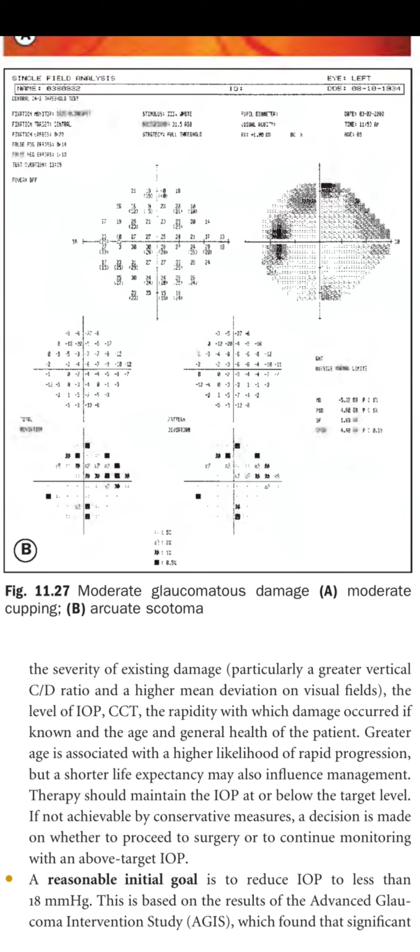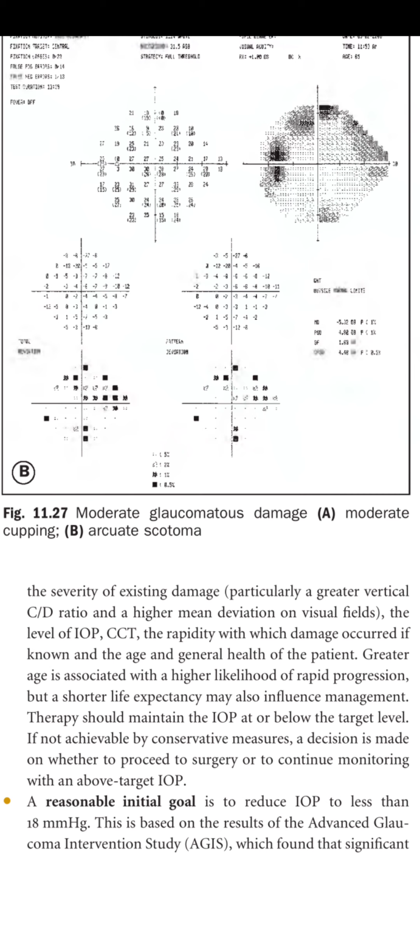And you have to see how much the patient's life expectancy is, and based on that you can set the IOP at or below the target level. So you should set the therapy so that the IOP is at or below the target level. A reasonable initial goal: what will the target IOP be? A reasonable initial goal is to reduce the IOP to less than 18 millimeter mercury.